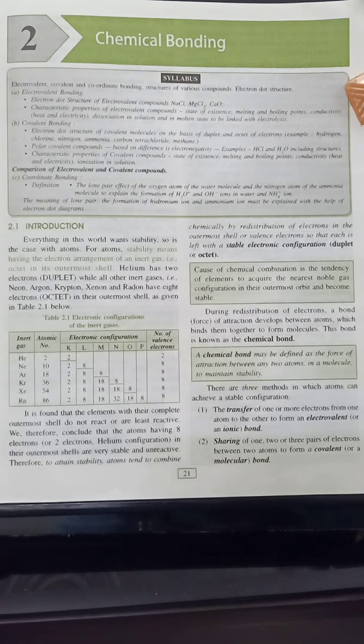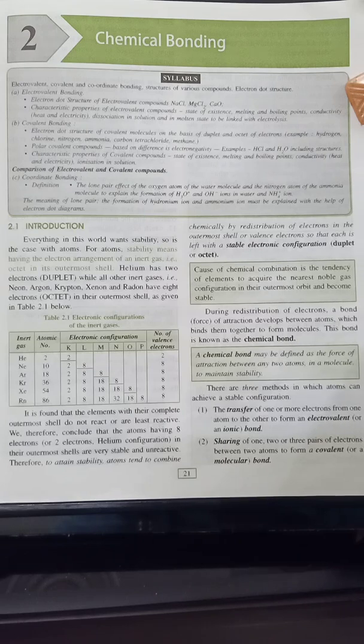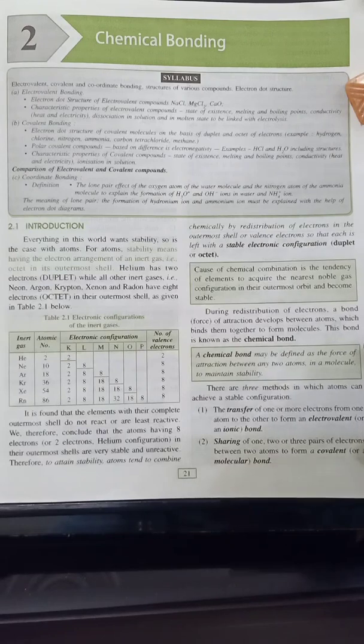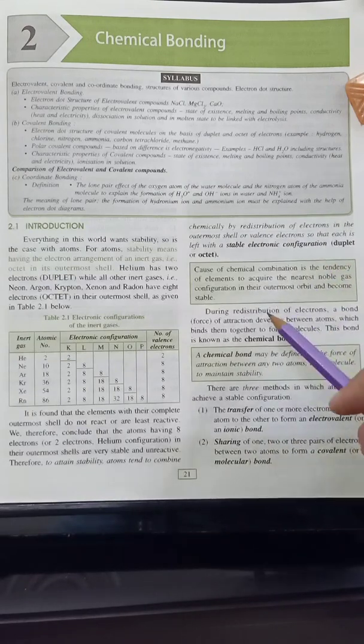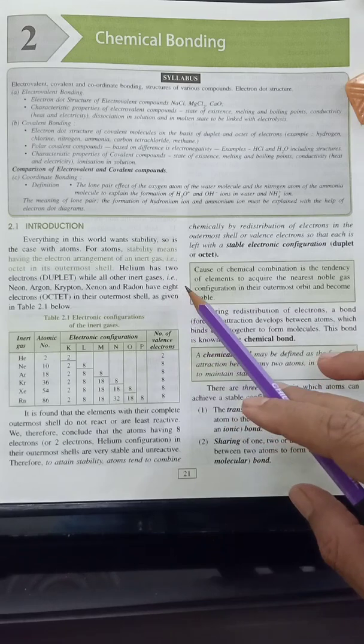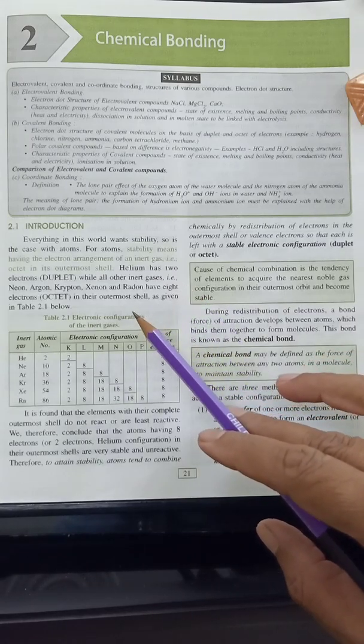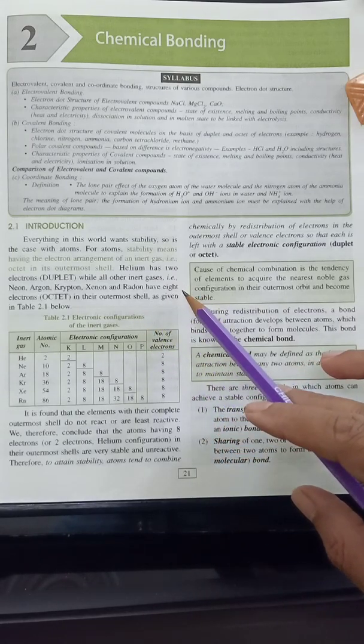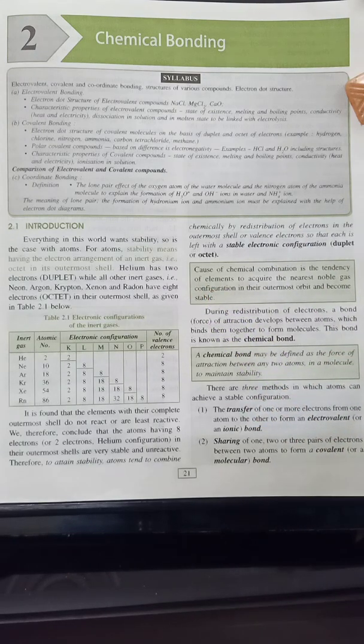Now we'll begin with this chapter, that is chemical bonding. Now children, as you all know, everything in this world wants stability. So is the case with atoms. For atoms, stability means having an electron arrangement of an inert gas, that is an octet state, and if it is 2 electrons, then the state of helium. So helium has 2 electrons or duplet, while all other inert gases, that is neon, argon, krypton, xenon, radon, have 8 electrons, which we call octet, in their outermost shell.